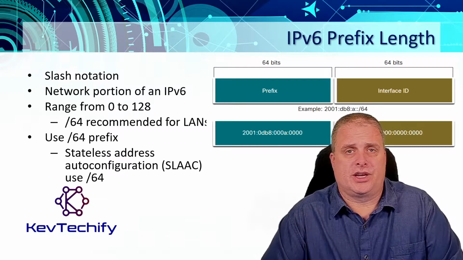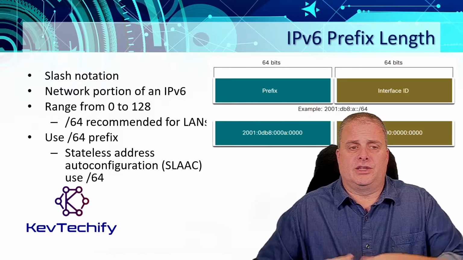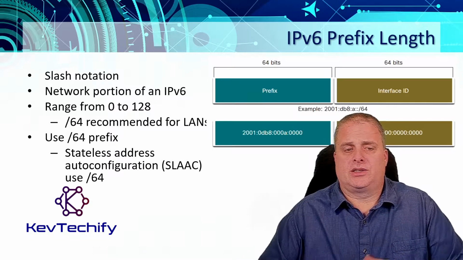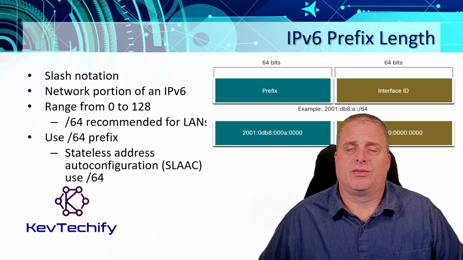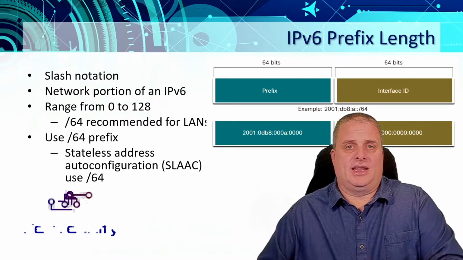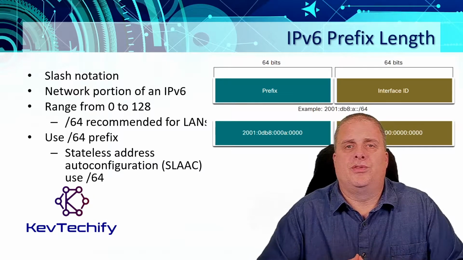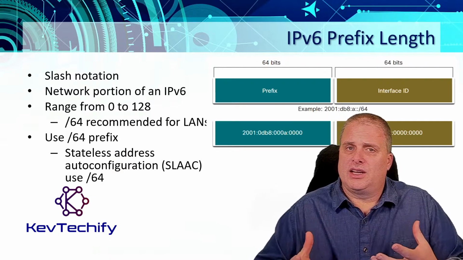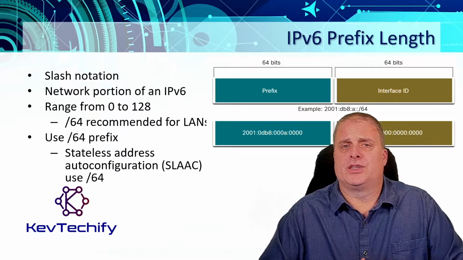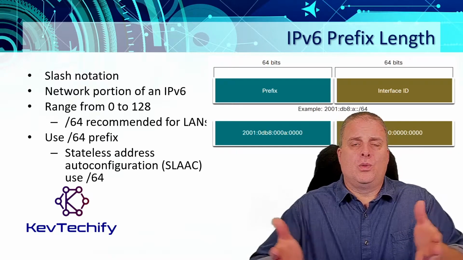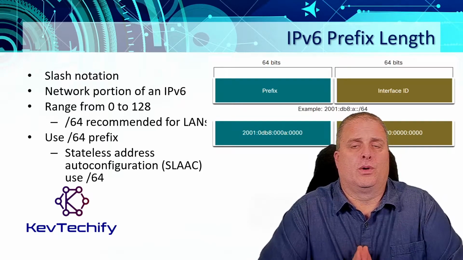Typically, we say use the slash 64. It's used by the SLAAC process, the stateless address auto configuration, because that uses it. They recommend you should use it. Just match up all those prefixes together. And in today's world, with IP version 6 having so many addresses, we typically just use the slash 64 right now.